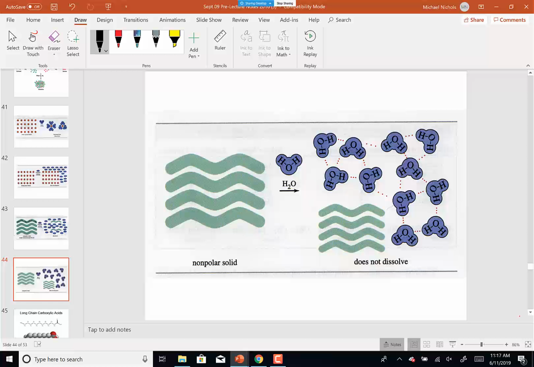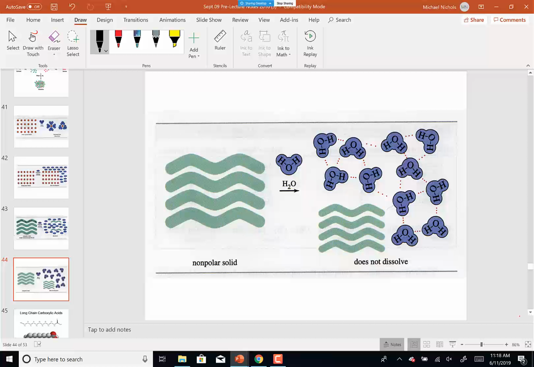A non-polar solvent, or a non-polar substance. Does it take a lot of energy to break those induced dipole bonds? No. It doesn't take much energy to break apart my non-polar substance, because it's the weakest intermolecular force. Now, am I going to get a lot of energy out when the water interacts with the non-polar substance? No, I'm not going to get much energy out.